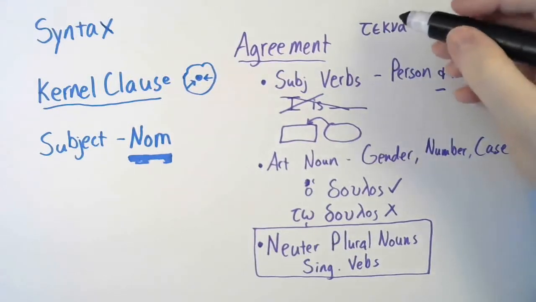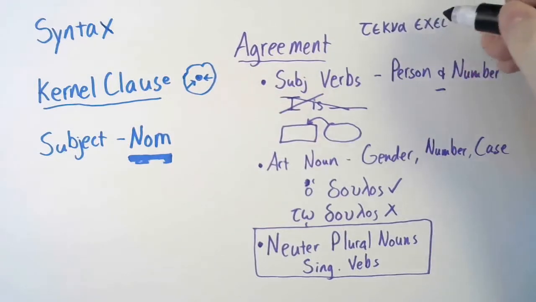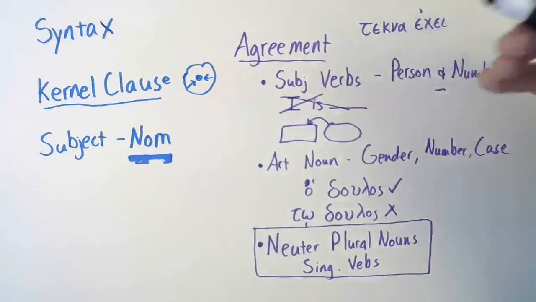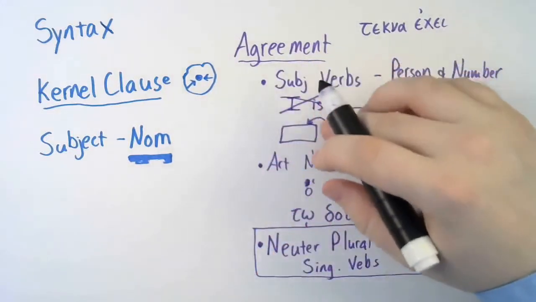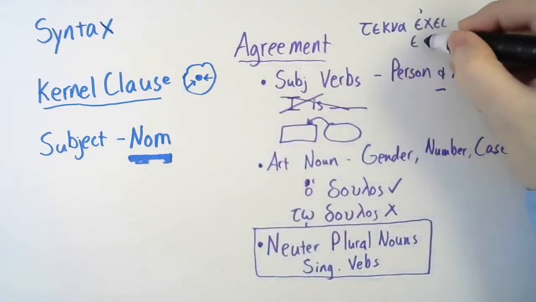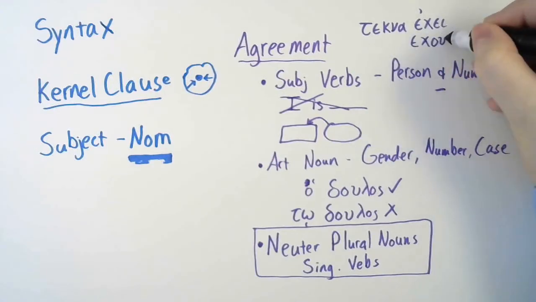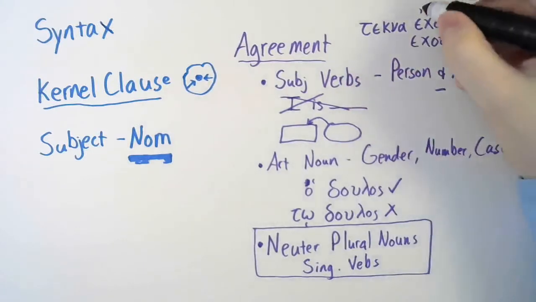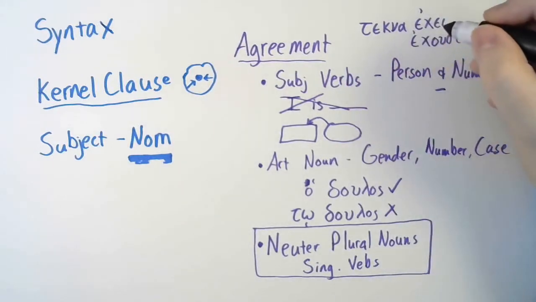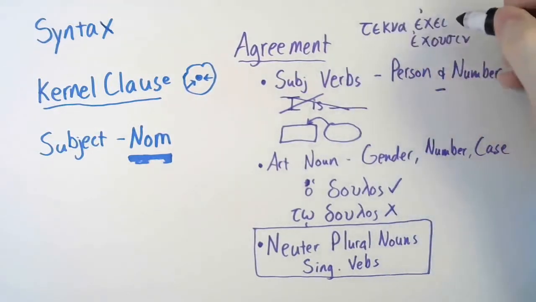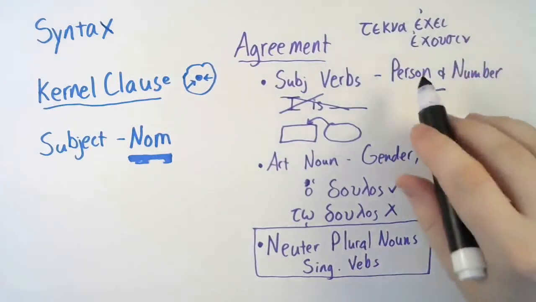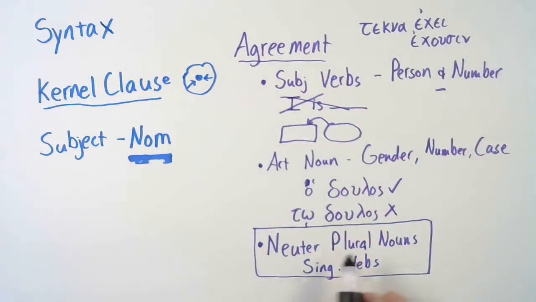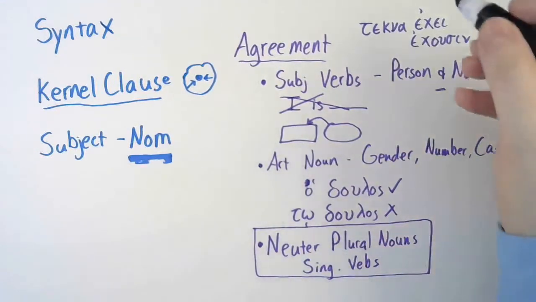Ekei, because it's children, third person. So children have. Well, let's see, what are our verbs? O, es, a, amen, ete, usi. So we would expect ekei, ekousi, or ekousin, remember your movable nu. Tekna ekei, you'd usually expect tekna ekousin, but neuter plural nouns will often take singular verbs.